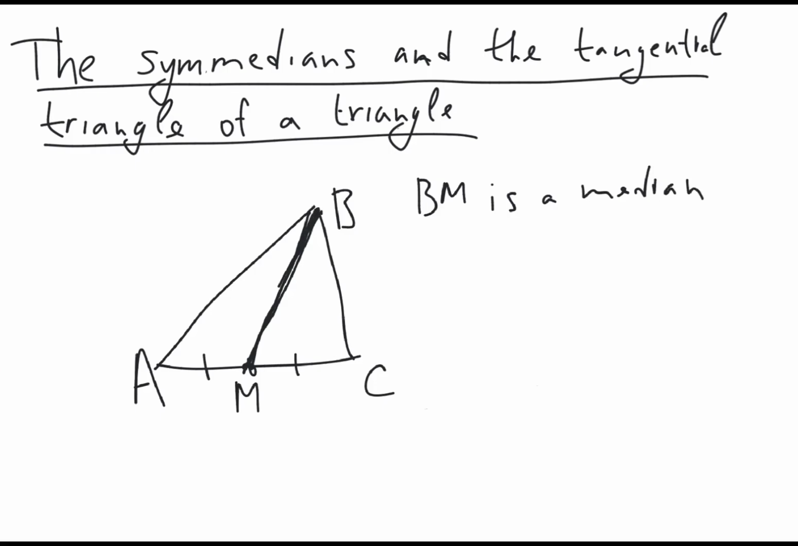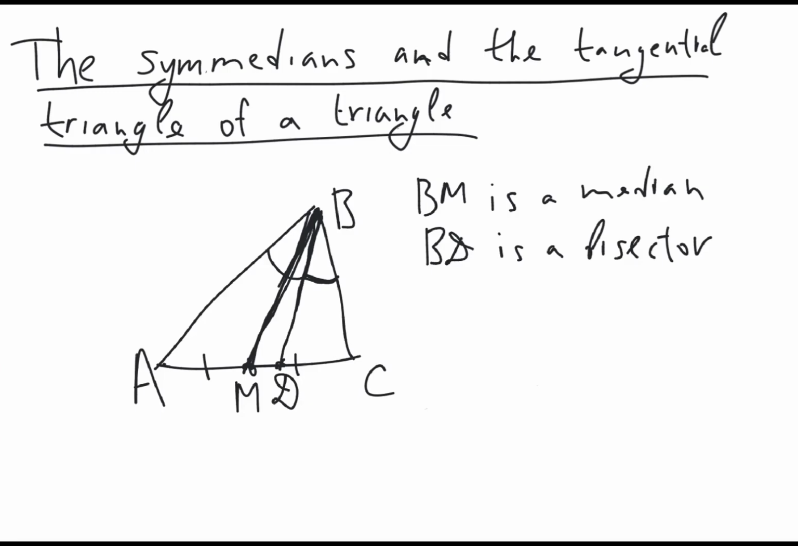Now we consider the bisector. A bisector is the line that divides the angle into equal halves. So BD is a bisector such that the angle ABD is equal to CBD.